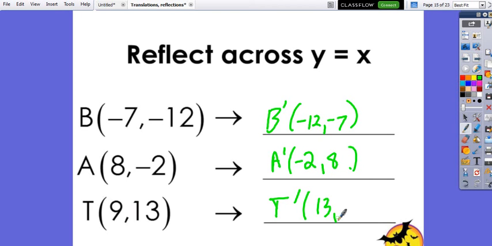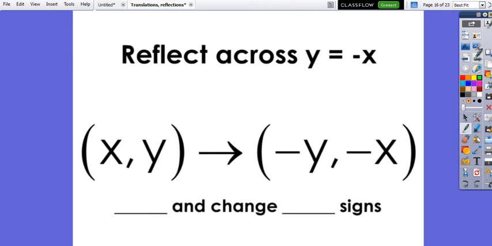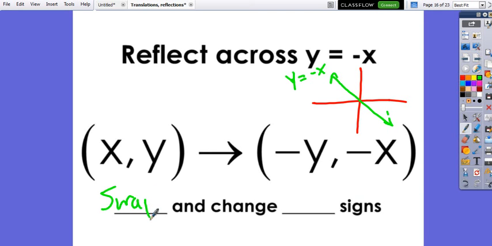All right. So there you go. So that's reflection across the line y equals x. All you do is swap them. Okay. Now reflect across y equals -x. This is our coordinate plane. The green line is the line y equals -x. It has a negative slope. The slope is -1. What we're going to do is swap and change both signs.